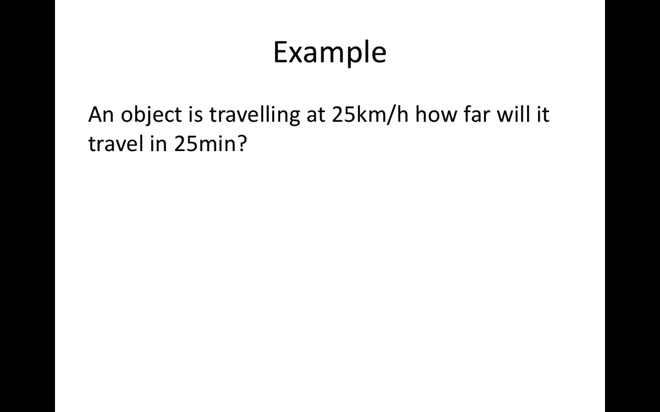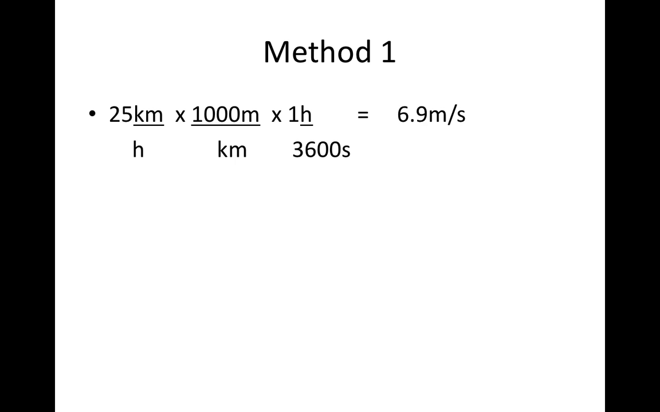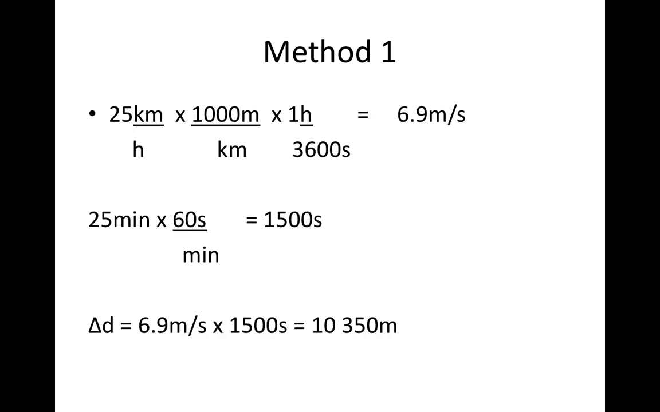Here's another example. An object is traveling at 25 kilometers per hour. How far will it travel in 25 minutes? Now notice that both the units for speed and time are not in SI units. So we have to do two conversions. So method one, we convert kilometers per hour to meters per second. Then we convert minutes to seconds. And then we simply multiply to get the final answer.